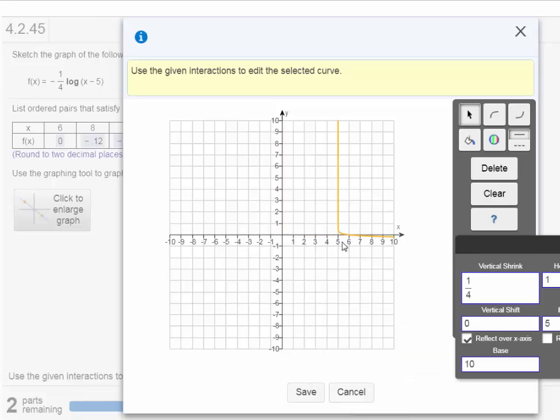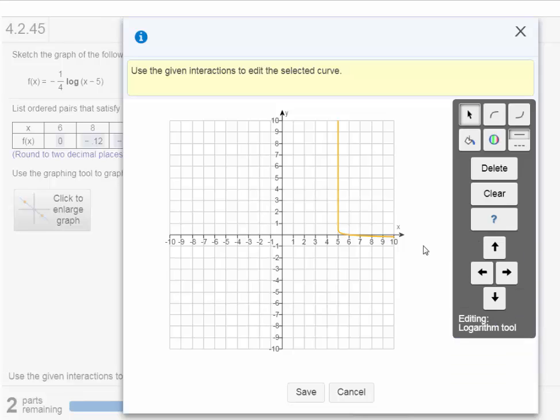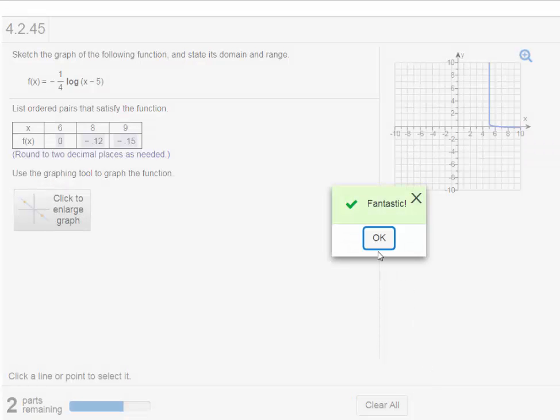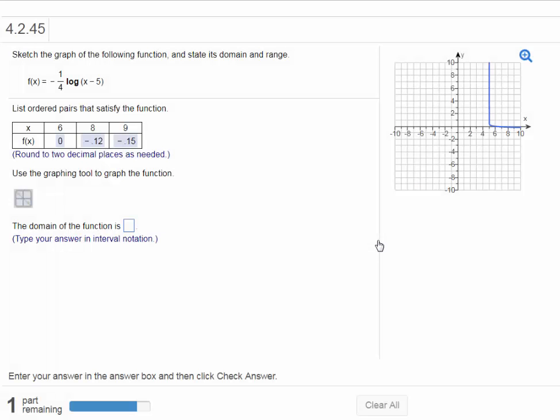If we look at our graph, this looks like it goes through the x-intercept of 6, 0. Good. So let me close my box here. Let's click on the Save button. Our graph is right here. Now let's click on Check Answer. It says fantastic.